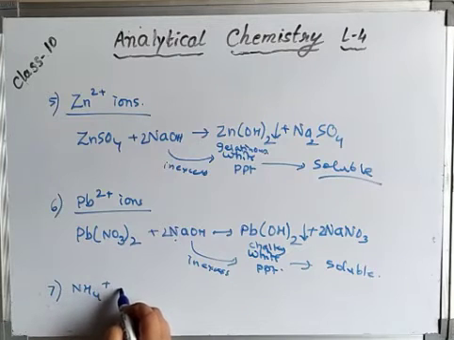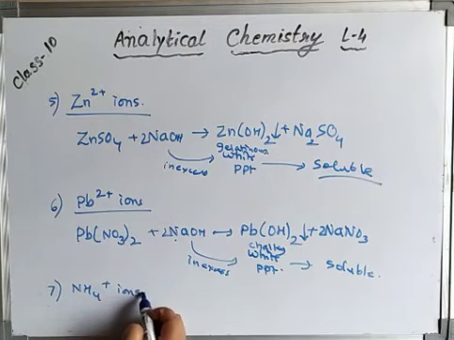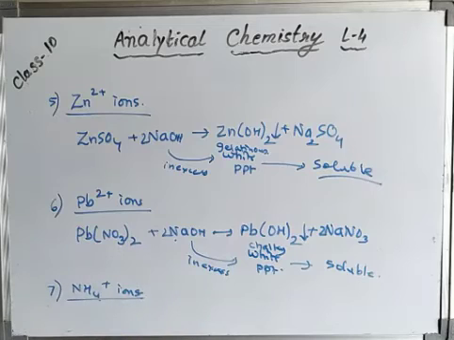Now coming to the last of these, that is the ammonium salts. Ammonium salts have the ammonium ion in them. Now you know one thing: ammonium salts, whenever they react with caustic soda, or sodium hydroxide, always give ammonia gas. This is the specification of ammonium compounds.